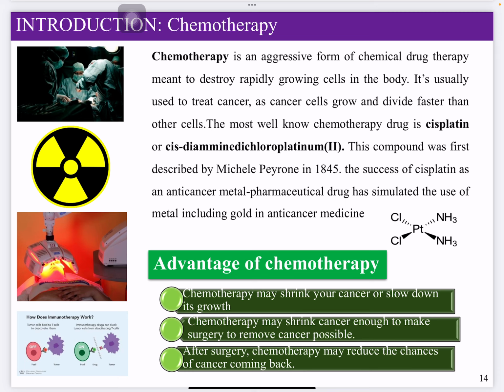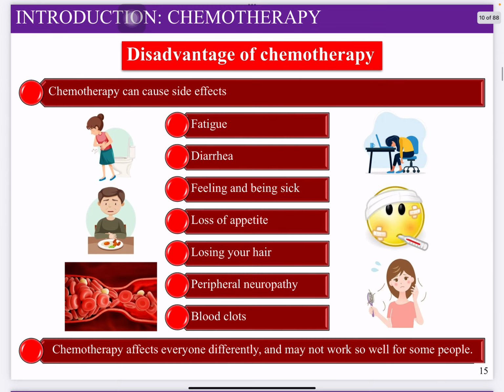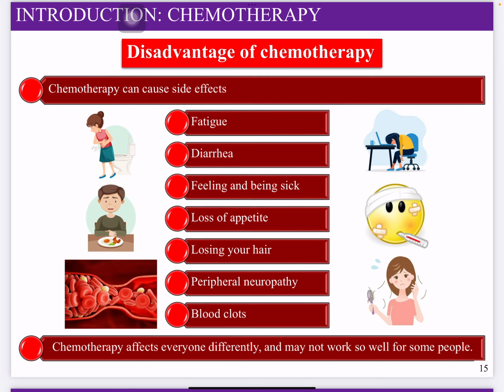The advantage of chemotherapy is that it can shrink the cancer cells and make surgery easier later on, or it can reduce the chance of the cancer coming back. The disadvantages of chemotherapy are that it also makes the patient feel fatigue, diarrhea, loss of appetite, hair loss, and also blood clots as well.